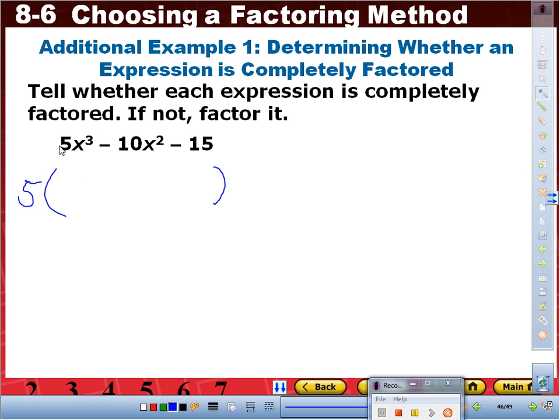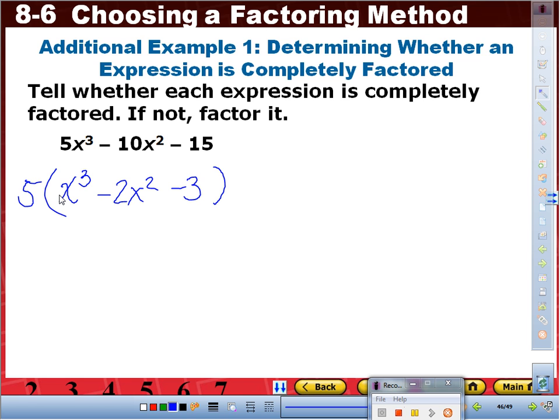I'm going to simplify this. 5x cubed divided by 5 is 1x cubed. Negative 10x squared divided by 5 is negative 2x squared. Negative 15 divided by 5 is negative 3. Are we there so far? So step 1 was GCF. Step 2, I said, let's check for patterns. What kind of patterns did we find out yesterday? The perfect square trinomial and difference of squares.